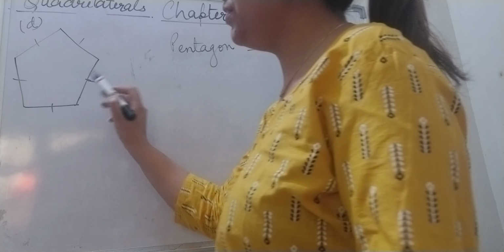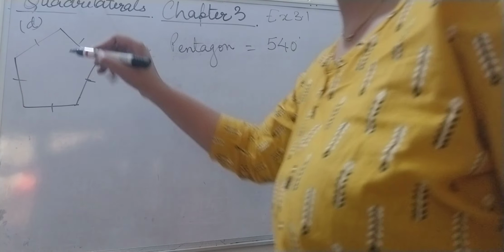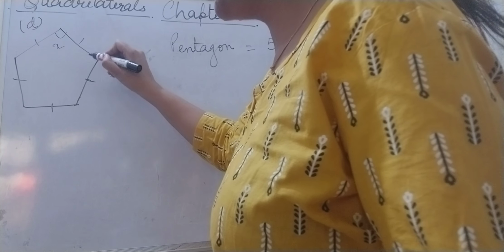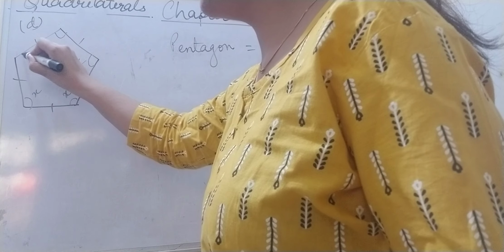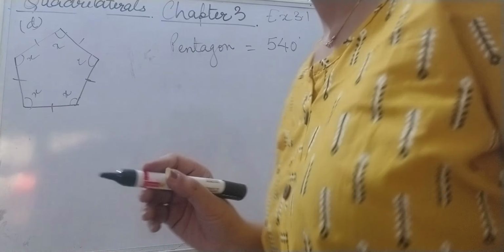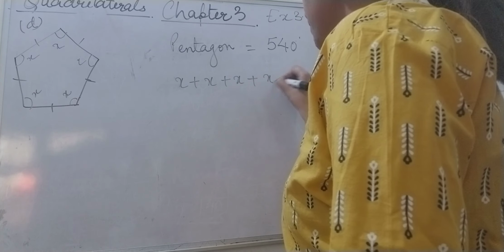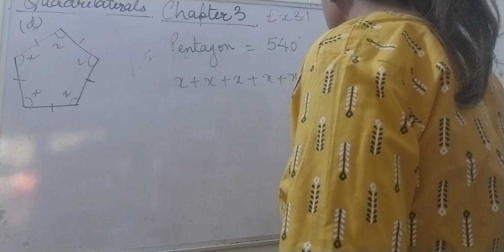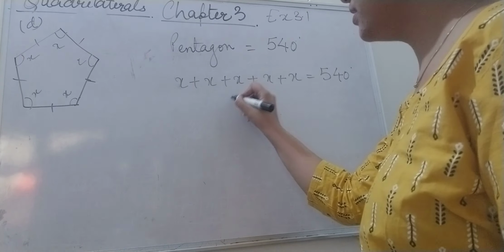Now it is given with one line. Angles are not given. So that means this figure is a regular figure. So I will suppose all the angles are also the same, because all the sides are the same. So I will take all the angles to be x. If I add all the 5 angles, that should equal 540 degrees. And by adding all the 5 angles, it makes 5x.